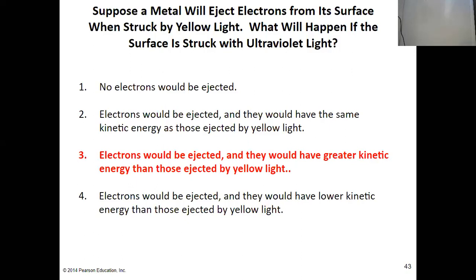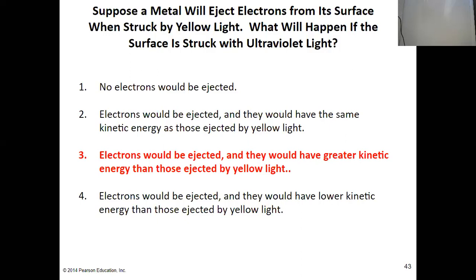Okay, why is this true? Electrons would be ejected, of course, because the wavelength of ultraviolet is lower than yellow, which means its frequency is higher. So it's definitely going to meet the threshold frequency of the metal. The threshold frequency can be met with yellow light on this particular metal. So whatever the frequency associated with yellow light is, that's our minimum value. So we're hitting it with ultraviolet light, that's a much higher frequency.